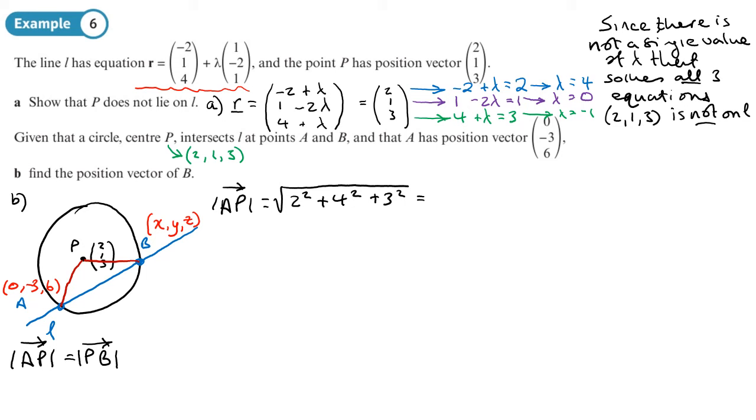We don't necessarily need to do the full working. So that's the square root of 4 plus 16 plus 9. So we get the square root of 29. That is the length of the vector that goes from A to P. That's the same length as the vector that goes from P to B. Now how do we work out that length? So we work out the difference between the coordinates from P to B. Now how can we write the coordinates of B?